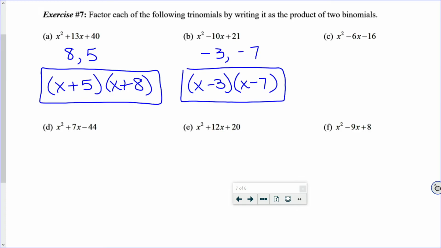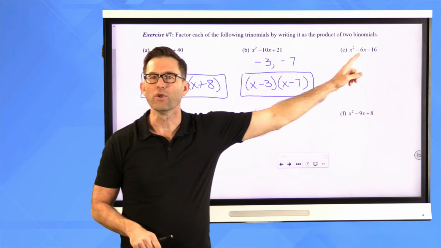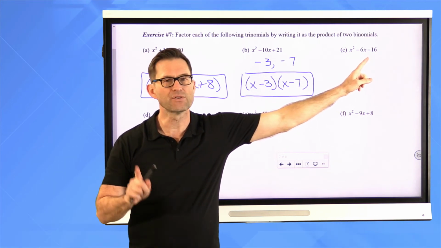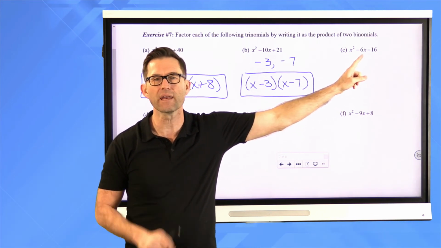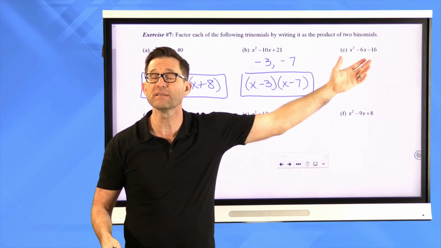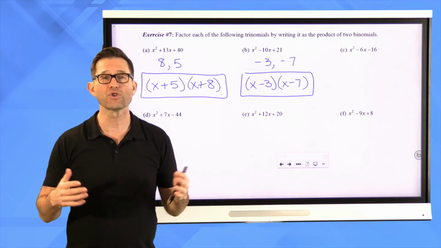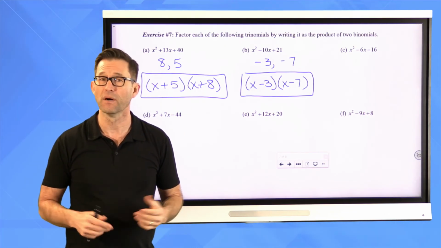Probably the hardest one of all for students is the situation that you find in C, where you have a negative product. As soon as you have a negative product, one number is negative and one number is positive, and then you have some other sum. In this case, the sum's negative. Whenever the sum's negative, that means that the larger number, absolute value-wise, must be negative.